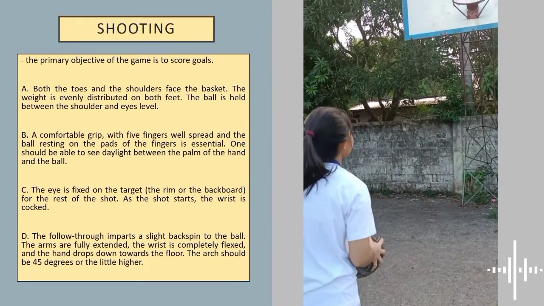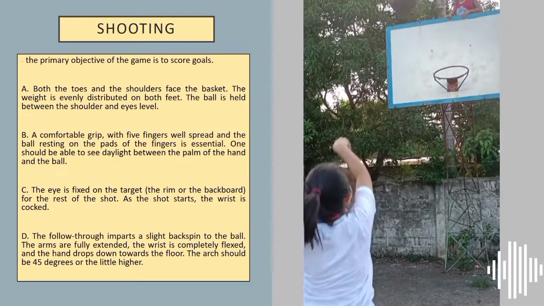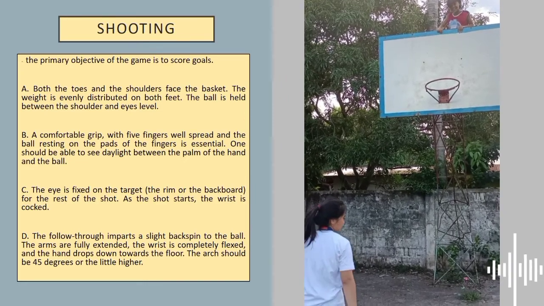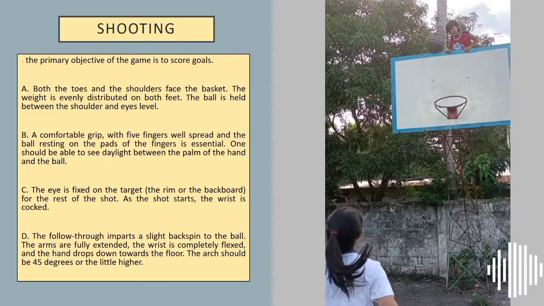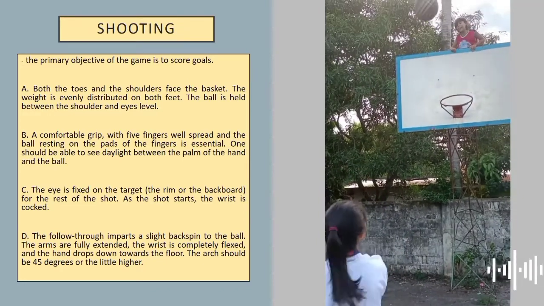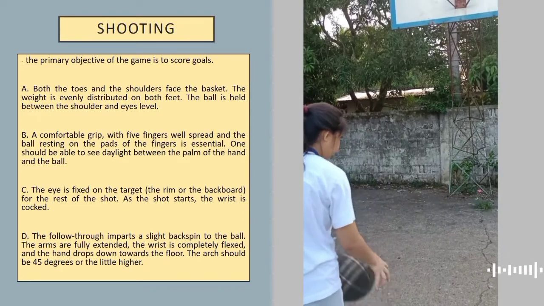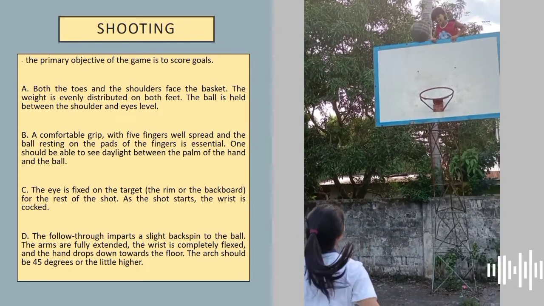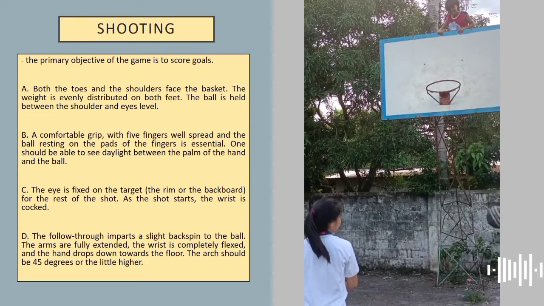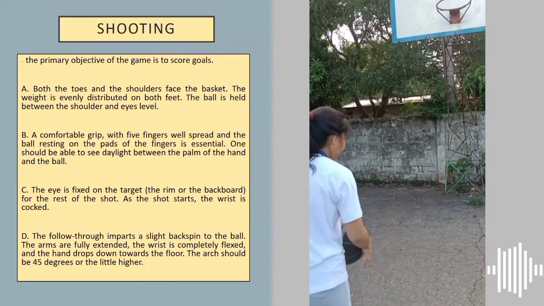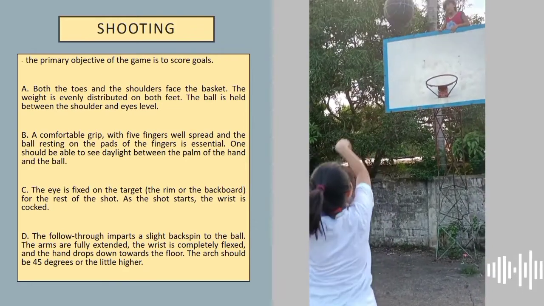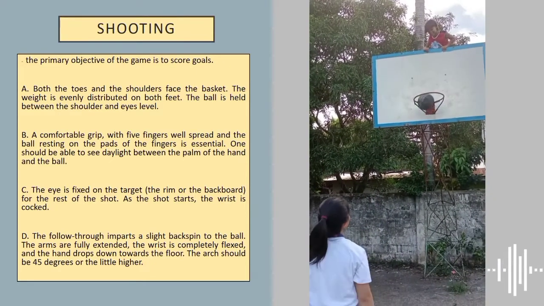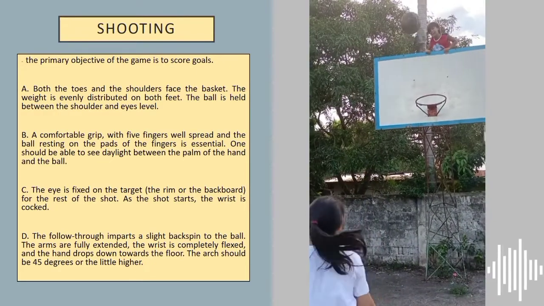A comfortable grip with 5 fingers well spread and the ball resting in the pads of the fingers is essential. One should be able to see daylight between the palm of the hand and the ball. The eye is fixed on the target, the rim or the backboard, for the rest of the shot. As the shot starts, the wrist is cocked. The follow-through imparts a slight backspin to the ball. The arms are fully extended, the wrist is completely flexed, and the hand drops down towards the floor. The arc should be 45 degrees, or a little higher.